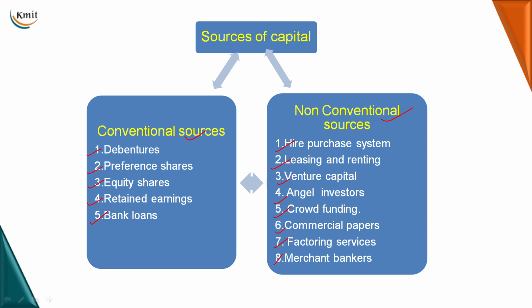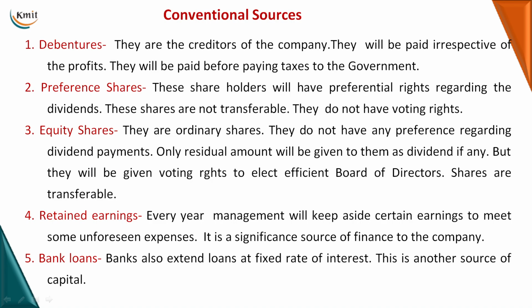Now coming to the first one under conventional sources, that is debentures. Debentures are a type of debt instrument issued by companies to raise capital. A debenture is also a promissory note, a promise to pay interest and principal to the debenture holders, and they are the creditors of the company.